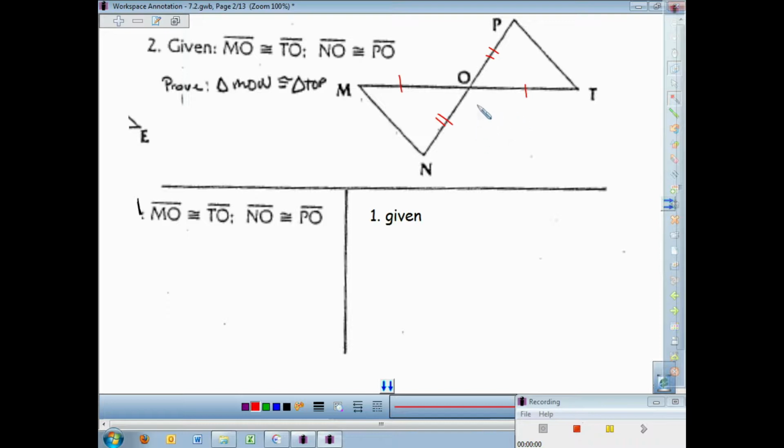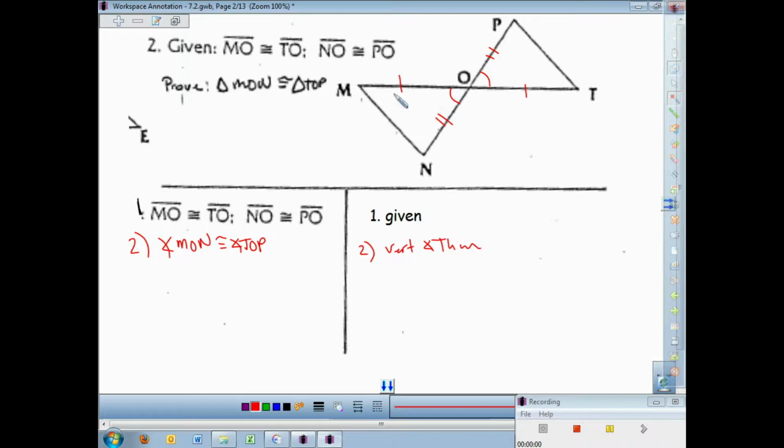Is there a shared side between these two triangles? No. Are there any parallel lines? No. Are there any vertical angles in this picture? Yes. So I will mark them, and then I will write them down. Make sure that you call the angle by 3 letters, because there's more than one angle that's got O for a vertex. So angle MON is congruent to angle TOP. And the reason for that is the vertical angle theorem.